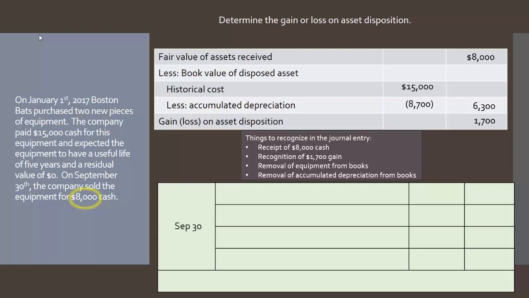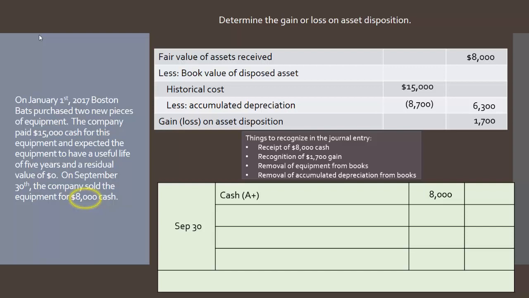So starting on September 30th, when the sale happened, let's recognize the cash that we're receiving. So cash as an asset goes up with a debit. Let's debit cash for the $8,000 that we're receiving. Recognition of a gain. Well, gains work like revenues, and since that's going to be going up, that's going to go up on the credit side, so we're not going to use that yet. Removal of equipment from books. Equipment's an asset. Since we're removing it, it's going to decrease, and assets decrease on the credit side. We know that's going to be a credit.